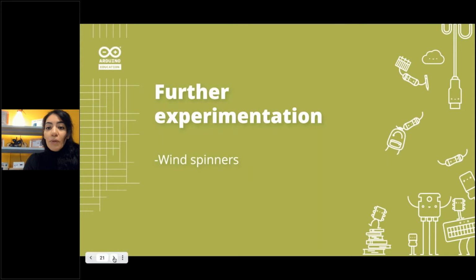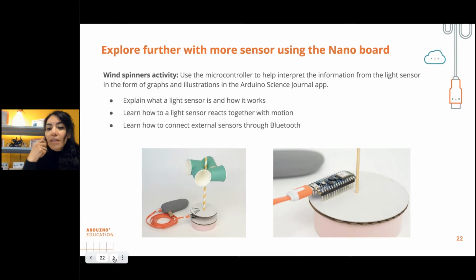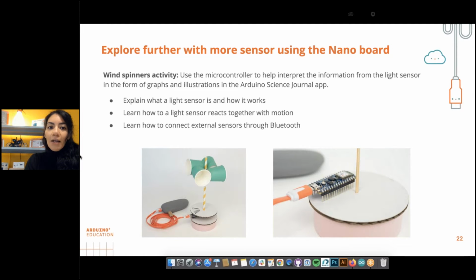And if you want to experiment further, as I mentioned before, you can start working with the app, but also with an Arduino board. All the experiments we have on the platform are with the Arduino Nano 33 BLE Sense board. In this case, we have the wind spinners activity.